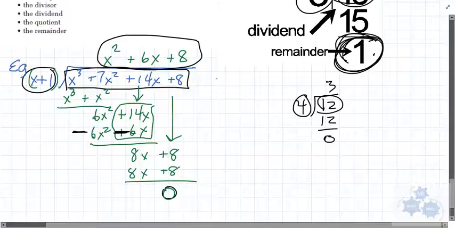Okay, so I want you to start thinking about that in terms of factors of polynomials, because that's what the factor theorem is. That's what we're going to do next. It's a little snapshot into the future there.